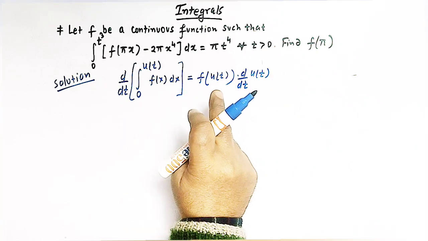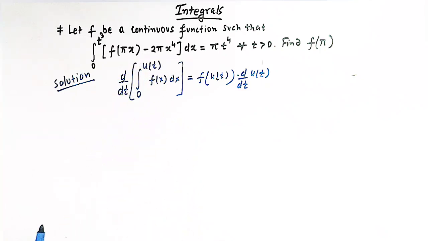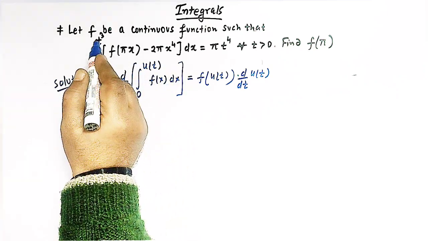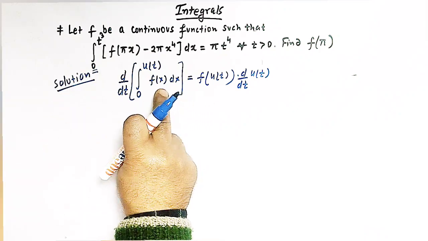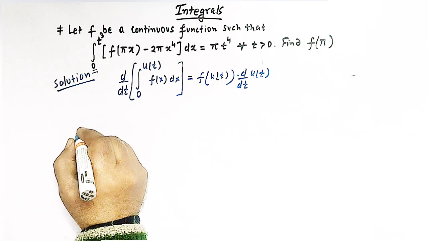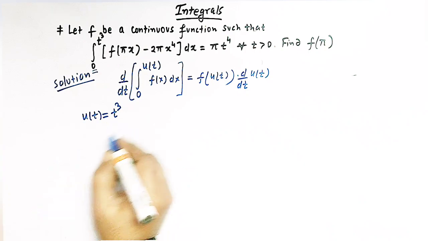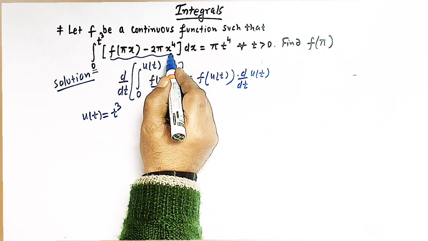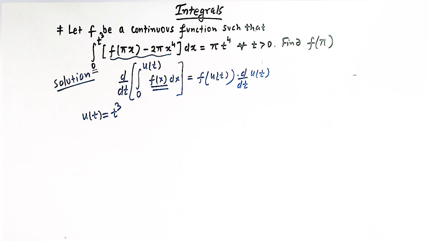So this is the Leibniz integral rule when the lower limit is 0 and the upper limit is a function of t, right? So here in the given problem, the lower limit is 0 and the upper limit is a function of t. So we can compare this integral with this one. So we have u of t is equal to t cube, and this function f of x is given by this one, right? So let us differentiate both sides with respect to t.